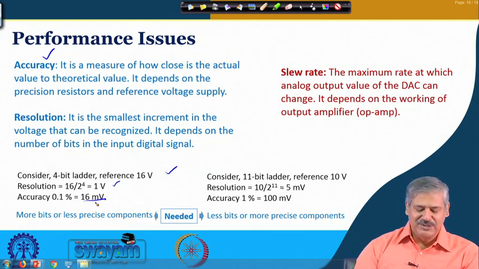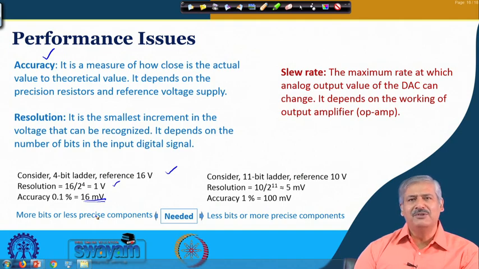So this is a bit on the higher side, a bit of an overkill. So you can use more bits to improve the resolution, or even less precise components will do, because resolution and accuracy are quite apart.